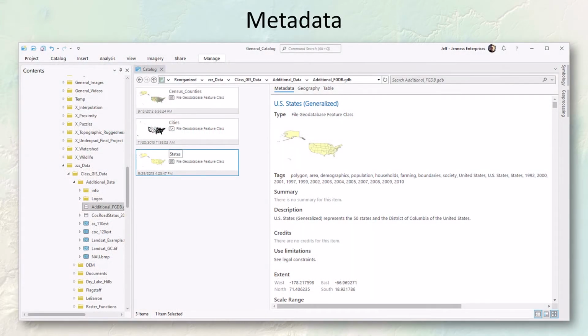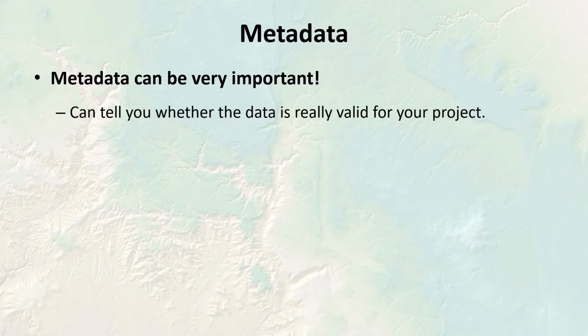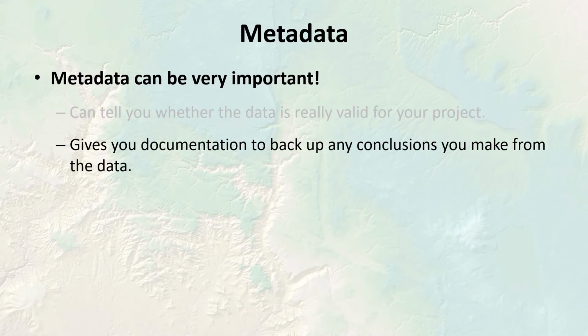Here's an example. This is what metadata will look like when you look at it in ArcGIS. See all this cool information. It is really, really important. It tells you whether the data is valid. It gives you documentation to back up any conclusions you make from the data. You know, if you're doing an analysis on veg type, and from your analysis somebody is determining that they can harvest this area, well, the metadata will give them the documentation to support that management decision.